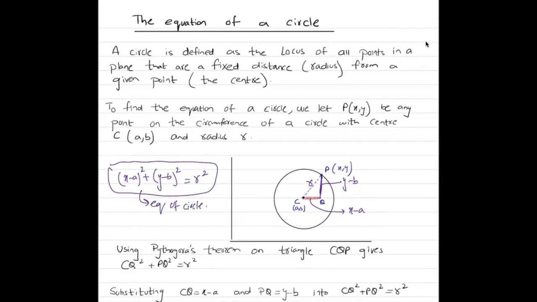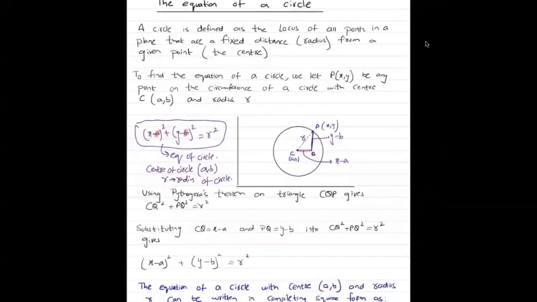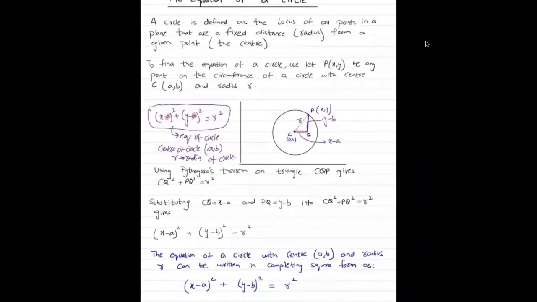Where A and B are the coordinates of the center of the circle, and R represents the radius of the circle. That is the completing square form for the equation of the circle. So in the first slide, that's written over here.